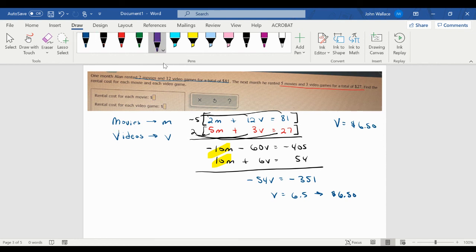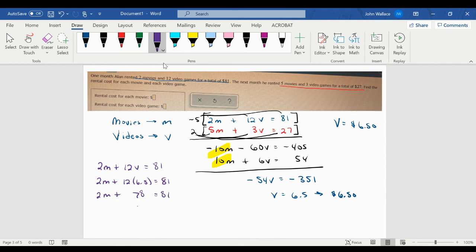All right, so how do we figure out how much it's going to cost for the movies? Well, we can take either equation. I'll go ahead and start with the top equation: 2m plus 12v is equal to 81. We can now plug in the value of v that we found, which is 6.50, and that's equal to 81. If we take 12 times 6.5, that gives us, I believe, 78.